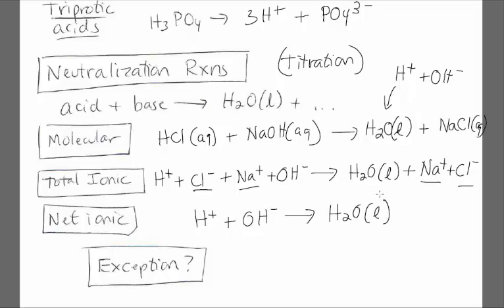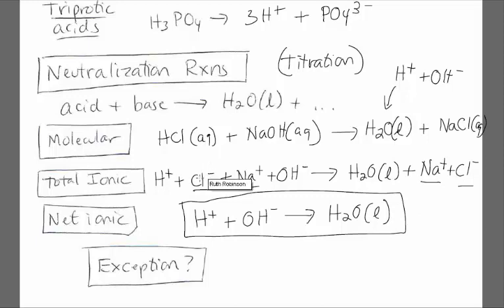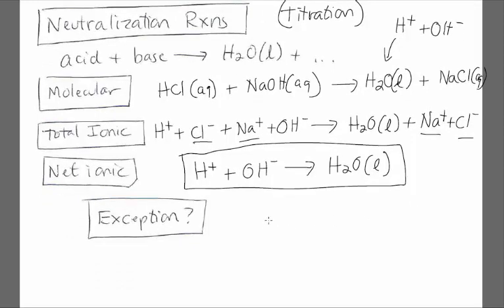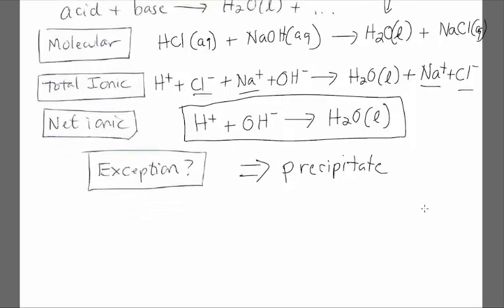Okay, and this is important. This will be, in almost every case, the net ionic equation for an acid-base neutralization reaction, because everything else is just spectator ions, and the net ionic equation will be H plus and OH minus gives you water. Okay, there is an exception, and maybe you want to think about what that would be. But that exception is when you also form a precipitate. I'll show an example of that.